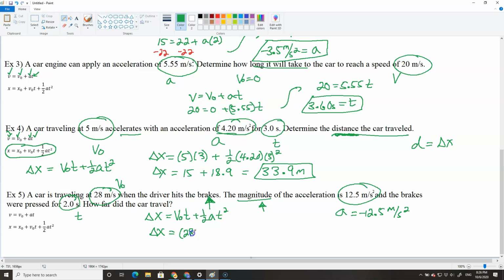Delta x is 28 times 2 plus 1/2 times negative 12.5 times 2 squared. So delta x will be 56. 2 squared is 4, multiplied by 1/2, that becomes 2. 2 by 12.5 is negative 25. 56 minus 25 will yield 31 meters.